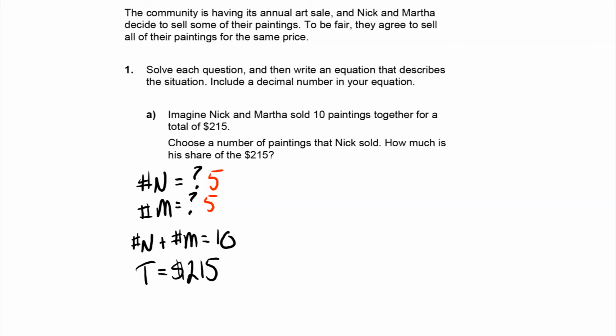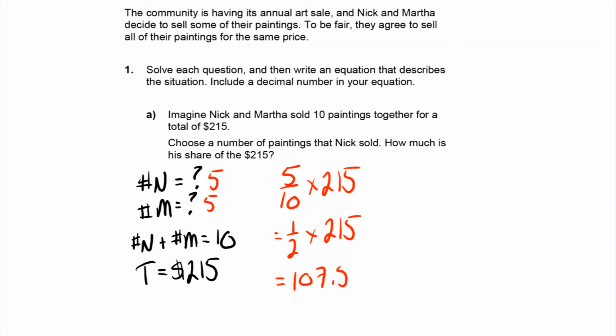And very simply then, Nick's share of the paintings would be 5 out of 10 times the $215. 5 out of 10 is equal to 1/2 times 215. And 1/2 of 215 is 107.5, or $107.50.